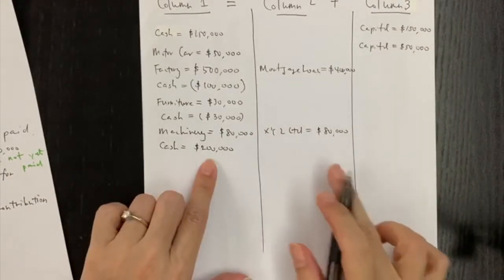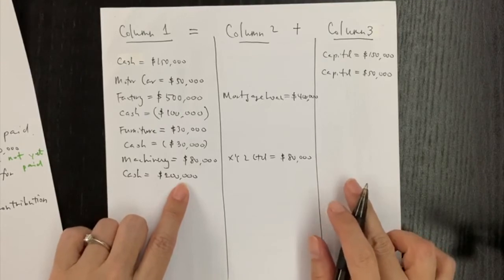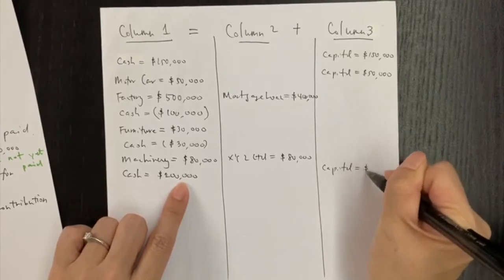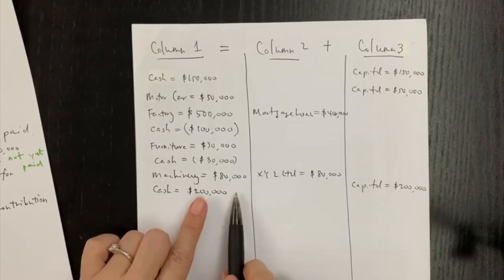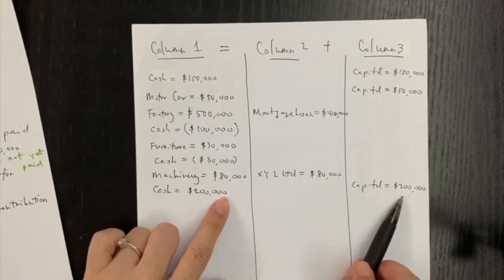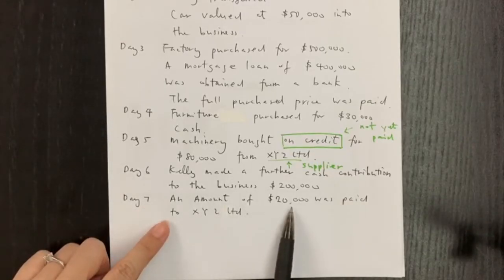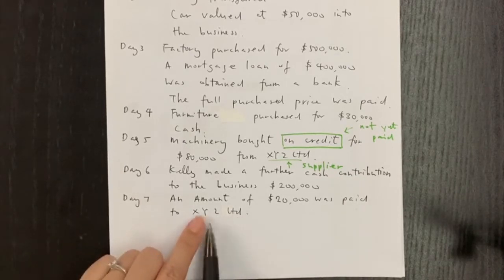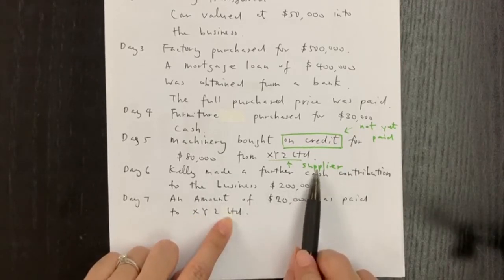Okay, next go to which column? Column 3, because this is related to Kelly, and Kelly is the owner, and then we use this capital, which is also 200,000. Okay, so the total in column 1 is same as nothing here plus here, which is same, 0 plus 200,000. Okay, now day 7. An amount of 20,000 was paid to XYZ Limited. So do you still remember what is XYZ Limited? XYZ Limited is our supplier.